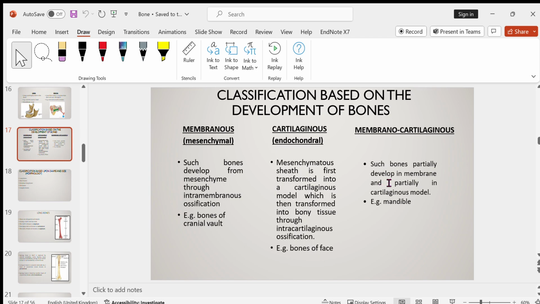Next is the membranocartilaginous development. What happens in membranocartilaginous is that part of the development is membranous and partly it is cartilaginous. So it is a combination of both, and its main example is the mandible.